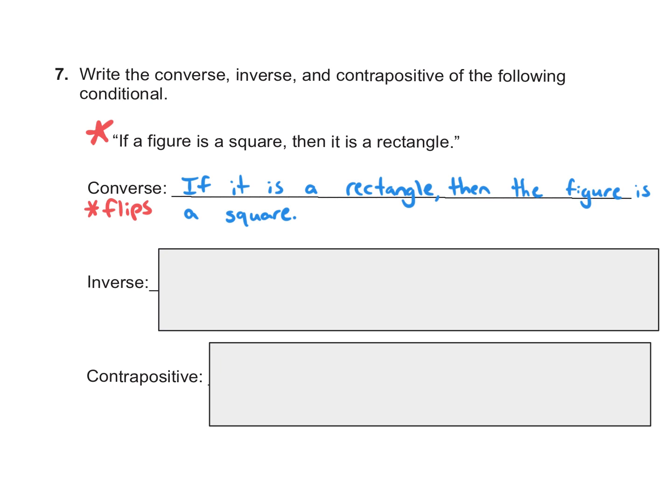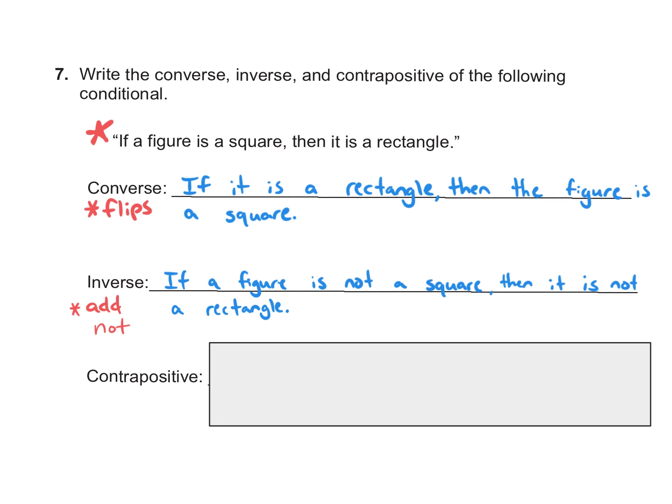What do we do for inverse? We're going to add not. Kinsey, can you read me your inverse? If a figure is not a square, then it is not a rectangle. Correct. And then for the contrapositive, what do we do? You do both, right? Colston, can you read me your contrapositive? If the figure is not a rectangle, then it's not a square.